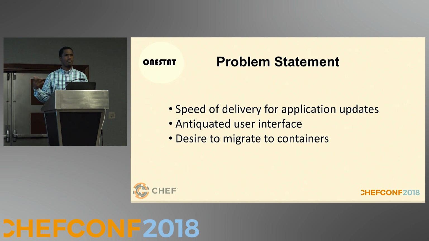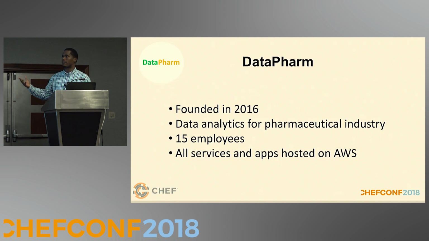So, of course, they have a problem, so now they need a solution. That solution is a company called Data Farm, which is a newer company founded in 2016 that does data analytics for somewhat of a different industry altogether, pharmaceuticals. They're a smaller company with 15 employees, and all their services and apps are hosted on AWS.